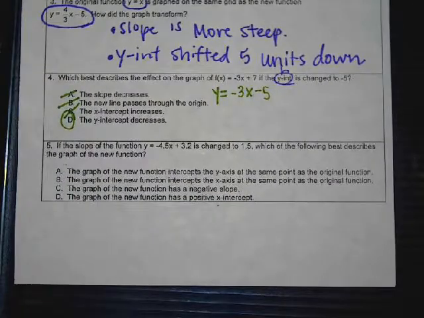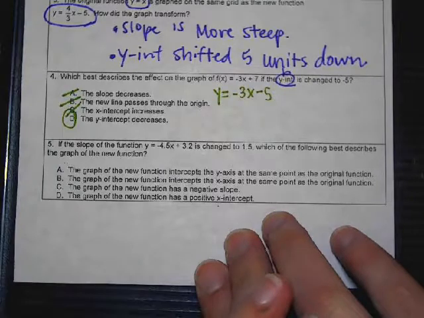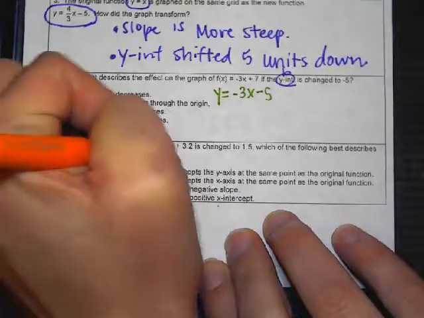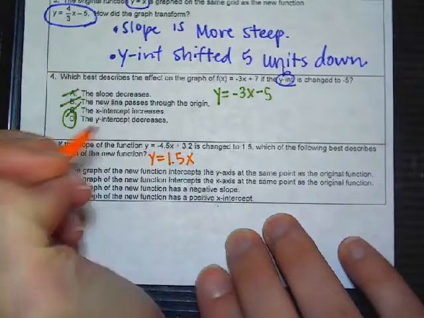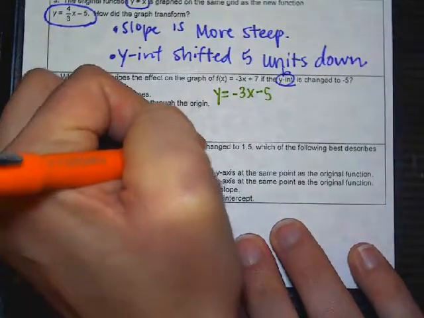Okay, number 5, last one. If the slope of the function y equals negative 4.5x plus 3.2 is changed to 1.5, which of the following best describes the graph of the new function? Okay, so now what's changing? The slope. So y equals, my new slope is 1.5x. Does the y-intercept change? No. So plus 3.2.